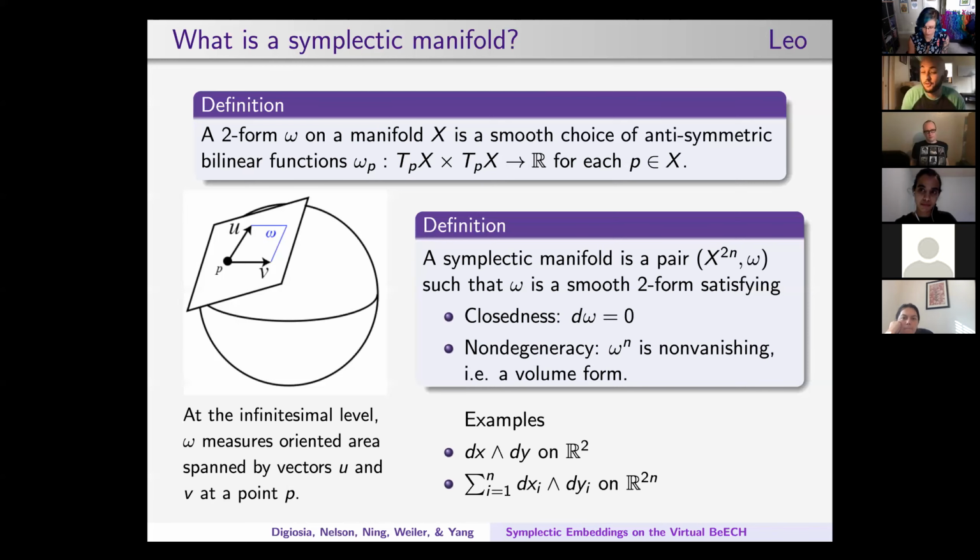And you should note that if you did take the n-fold wedge product of that sum there, the dxi wedge dyi, you'll get a whole long sum, a single sum with a coefficient in front of it, and that's actually the volume form of R2n. So those are some examples.